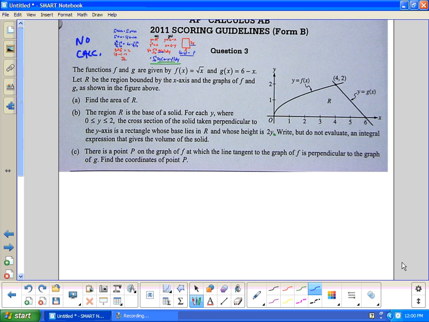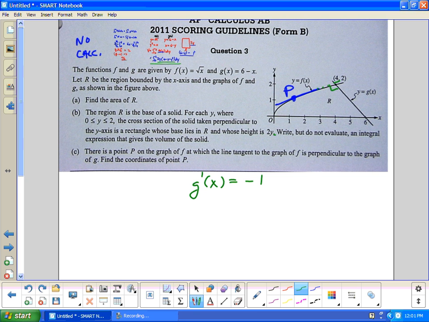There is a point P on the graph of f. Someplace there is a P, all right? At which the line tangent to the graph of f is perpendicular to that of g. We know this. So this line, the slope of g is -1. So we know these are perpendicular. You know the slope of g(x) is -1. You guys agree?